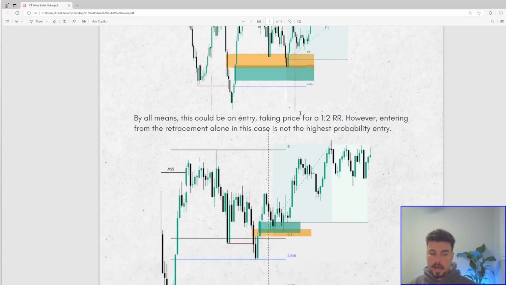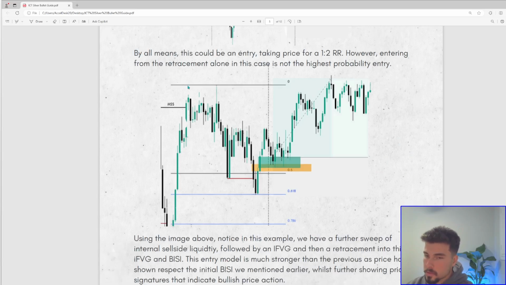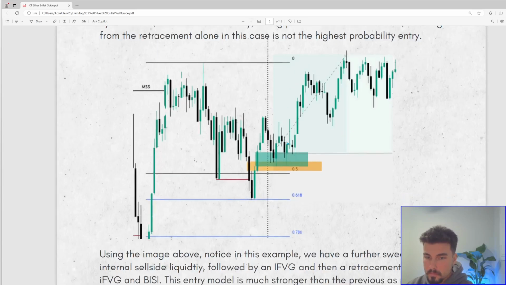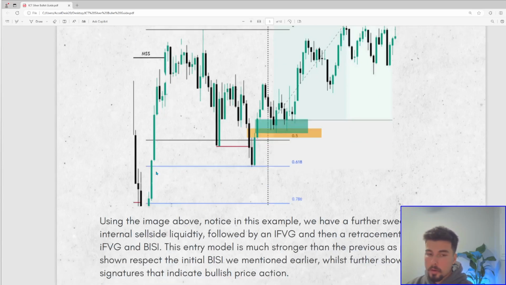So if you want to adapt the ICT typical silver bullet entry model, here's something that I really like to use. And it makes use of a few concepts, and we'll talk through it in a bit of detail. And this is the illustration right here. So again, price comes down, we tap below equilibrium into a level of discount. We also sweep sell side in a level of discount.